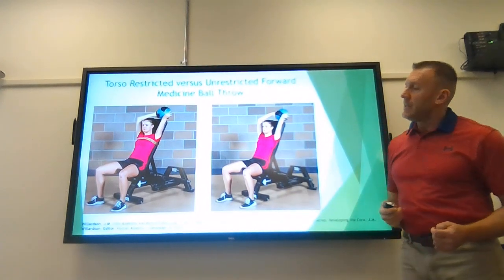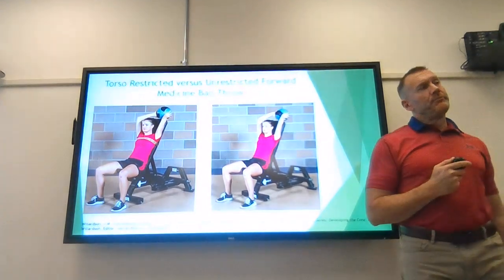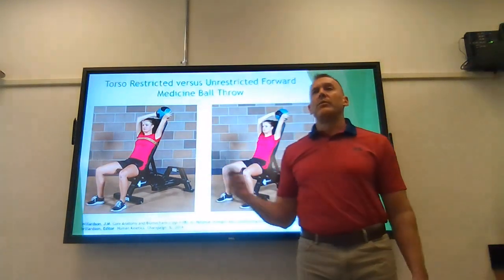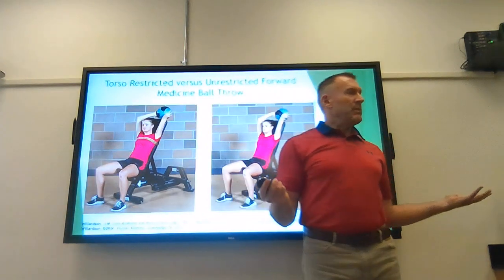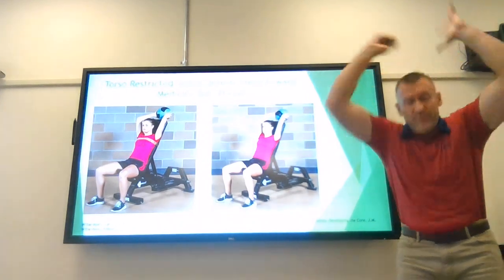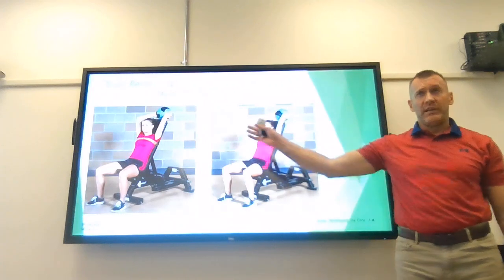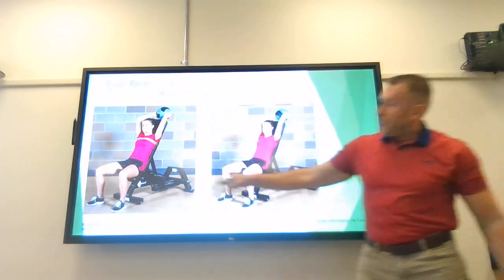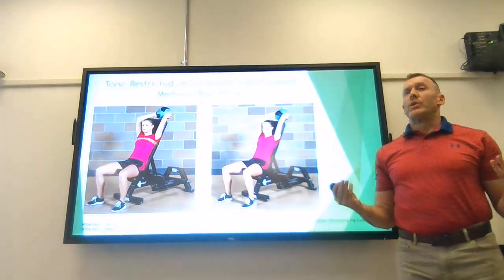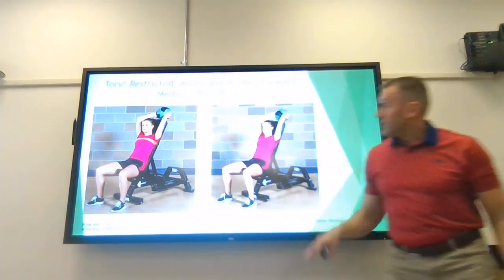Some potential modalities that we might see in the future. Torso restricted versus unrestricted. So in this case, you're doing a forward medicine ball throw with the torso restricted. In other words, the core is limited because you're strapped in. Over here, you're seated, but you can use your anterior core in generating that throw. Does everybody understand? Okay, so comparing this versus this, comparing your distance on each would give you kind of an assessment of how much the core is contributing to the movement when you can't use the core as much versus when you can.